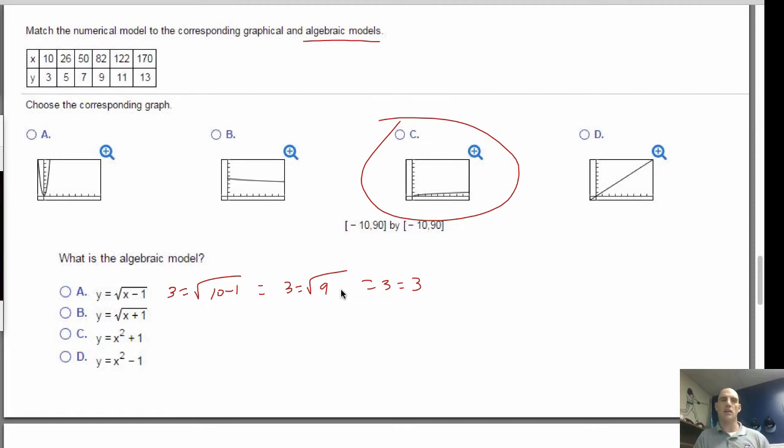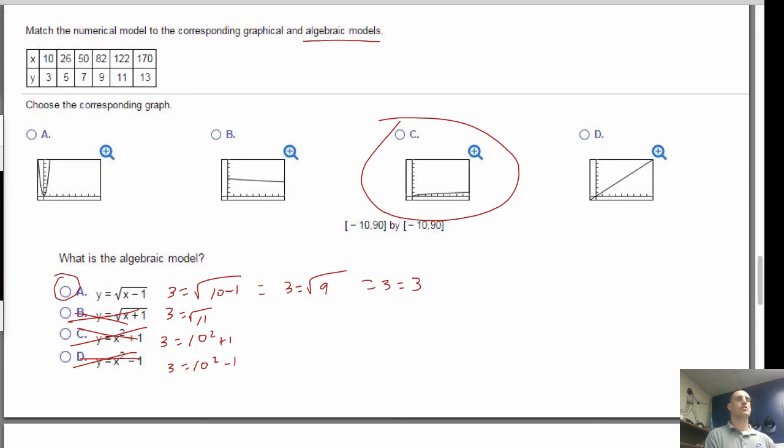So let's say you get stuck. Let's say you're on the fence about this. Let's just look at the other models and see what happens. Does 3 equal the square root of 11? So 10 plus 1? Nope, not B. Does 3 equal 10 squared plus 1? No, doesn't equal. Does 3 equal 10 squared minus 1? No. Okay, so it has to be this one.